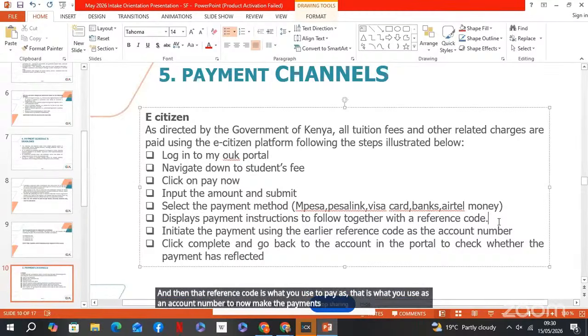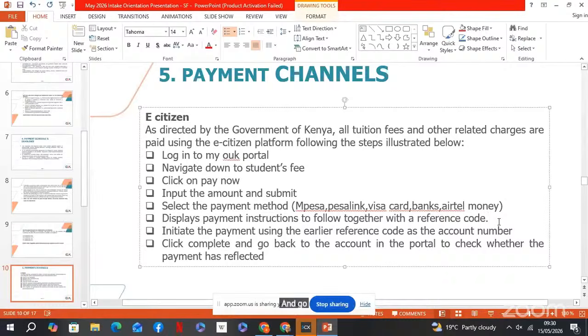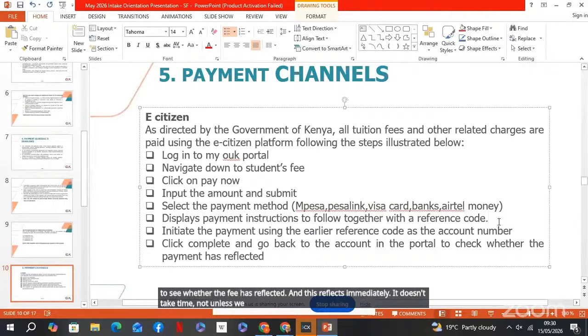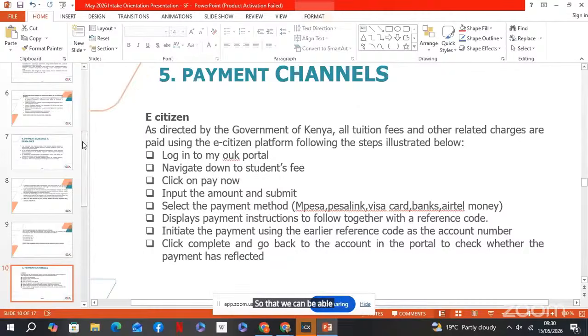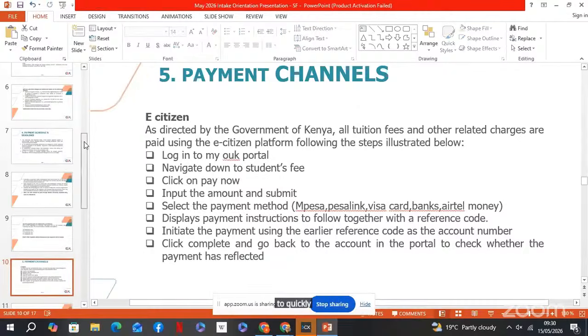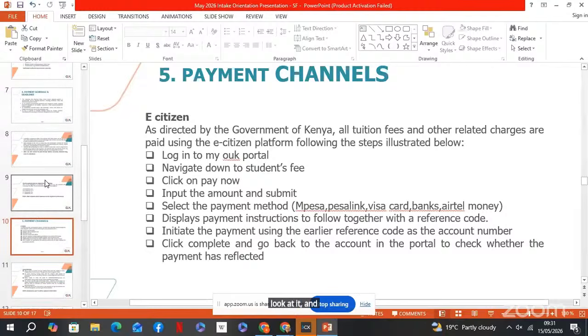So after initiating the payment using that reference code as the account number, you are able to complete the payment and go back to your account to see whether the fee has reflected. And this reflects immediately. It doesn't take time, not unless we have some systems delay. And in case of that, you always reach out to us so that we can quickly look at it and help.